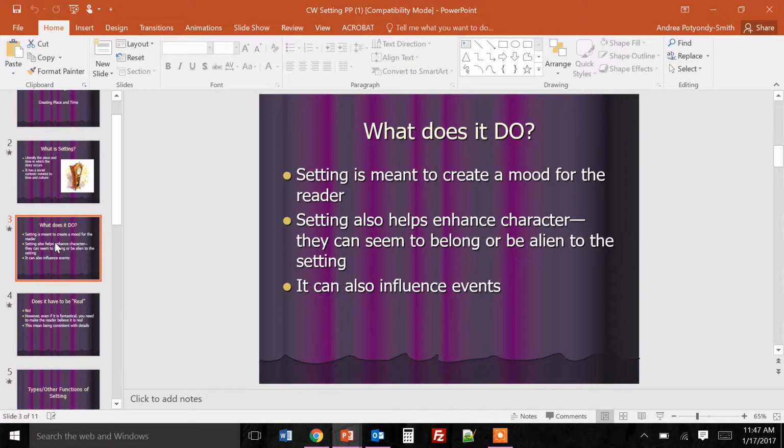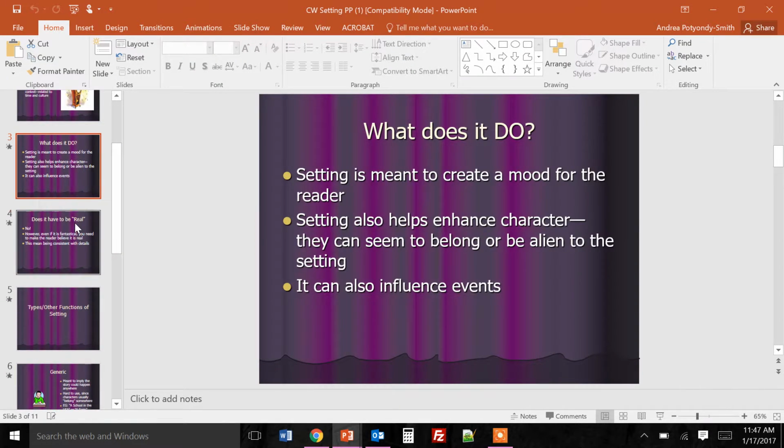So, sometimes the character will belong in the setting, and sometimes they'll seem alien. If you've ever read Mark Twain's Connecticut Yankee in King Arthur's Court, the main character is very alien. He is a Connecticut 19th century person, a Yankee, who has been transported to King Arthur and Lancelot's time, and so that's a very odd place for that character to be, but of course that's the whole point.